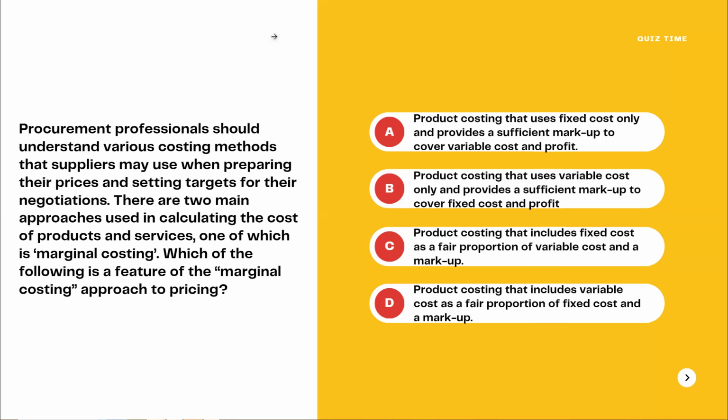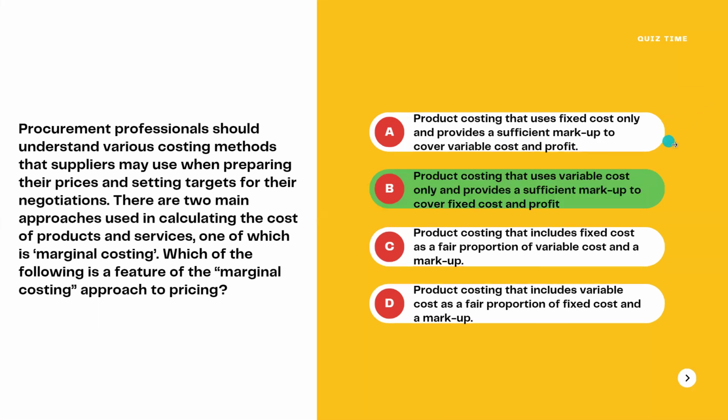Now, allow me to review the answer. First, I need to close question number 4. So now your task is to read the option carefully. It is about the feature of marginal costing. And as I already said, marginal costing only uses the variable cost and provides a markup. It adds a markup to cover the fixed cost and profit. The answer should be B.